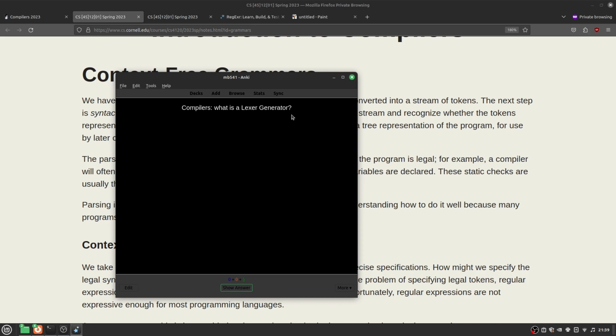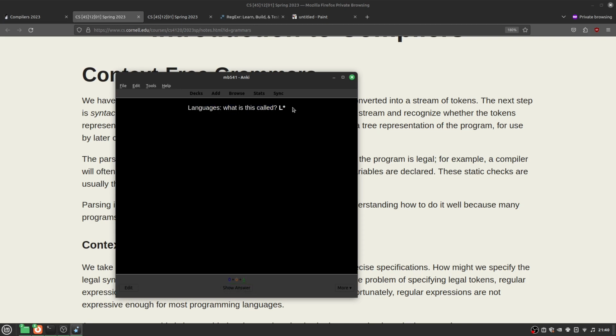Good. What is a lexer generator? A lexer generator is a program, for example the Flex program on Unix, which takes a language specification, which you specify using regular expressions, and it converts that into a C program that does the lexing for you, essentially. Yep, pretty good.